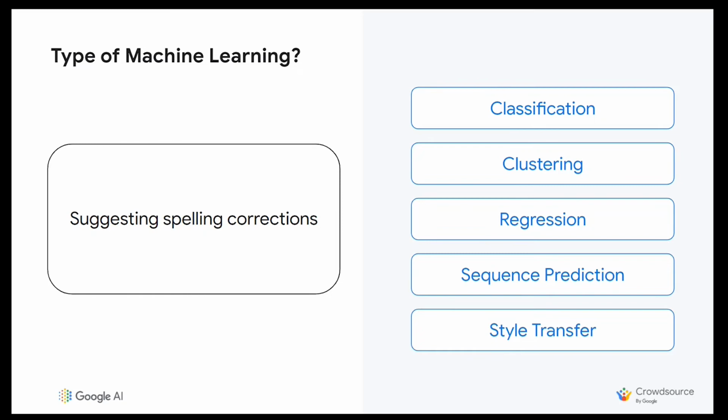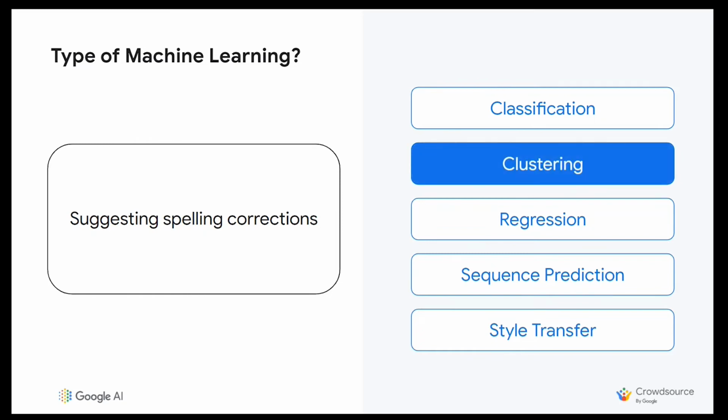So the answer for this type of situation is clustering. I'll tell you the reason. It is very easy to get confused with this scenario because sequence prediction is trying to predict the next letter or word. But here we are trying to find a particular mistake in a word. So we are not trying to predict a new letter or new word; we are trying to find out the mistake inside a word.